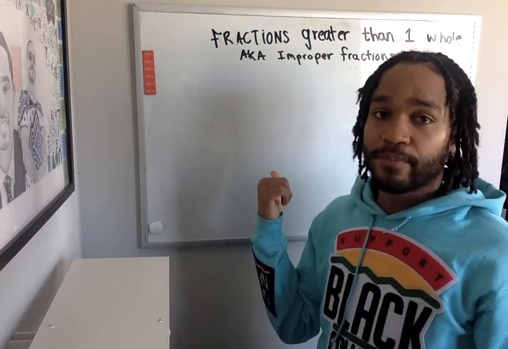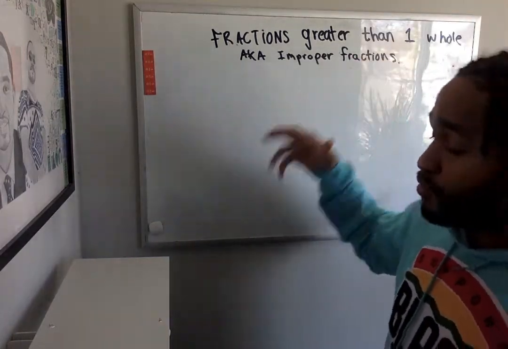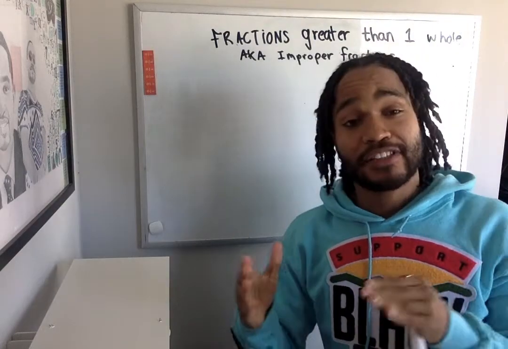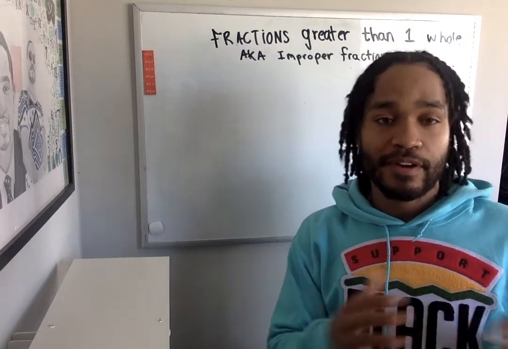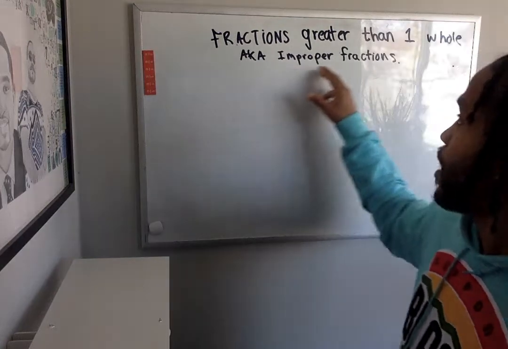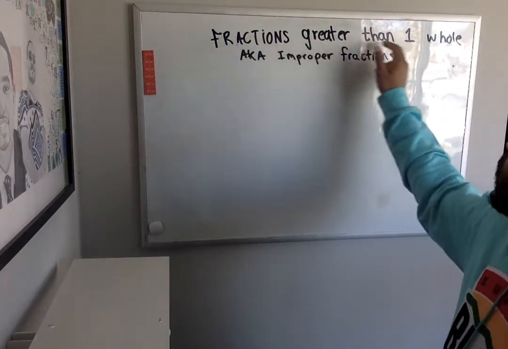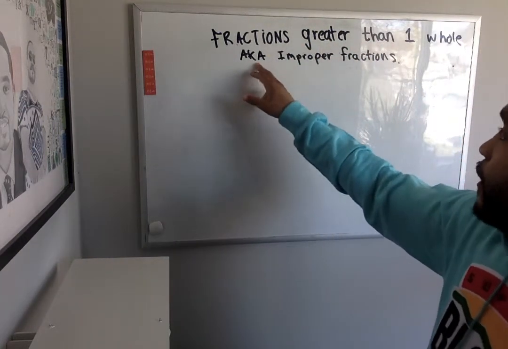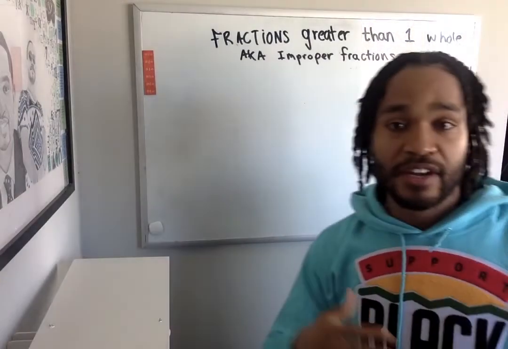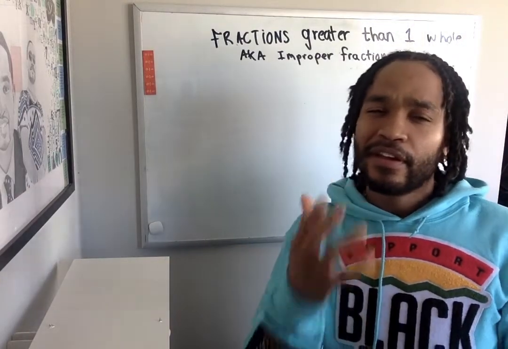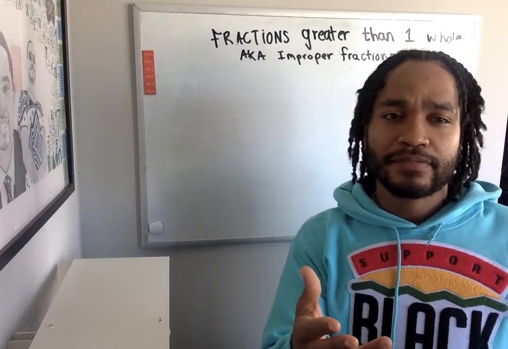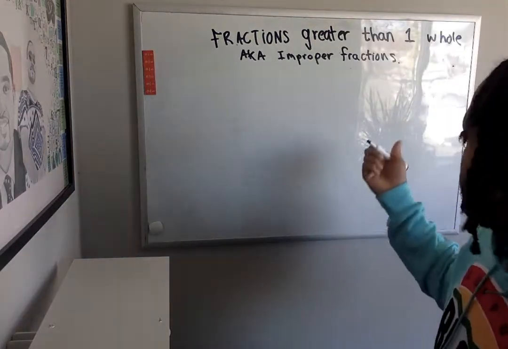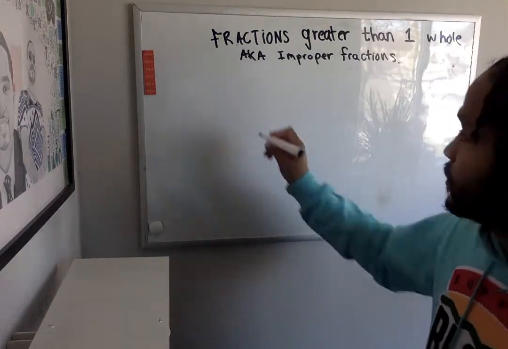So, what we have up here, I'm going to be reviewing fractions greater than one whole. Another way of saying that is improper fractions. So, fractions greater than one whole, aka improper fractions. And the reason why they're improper is because, how about you just take a look? An improper fraction will look like this.